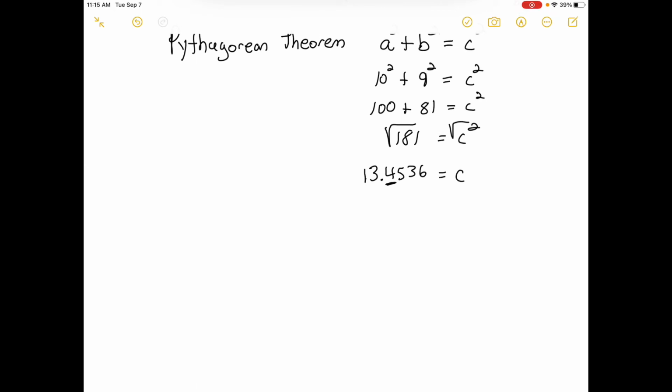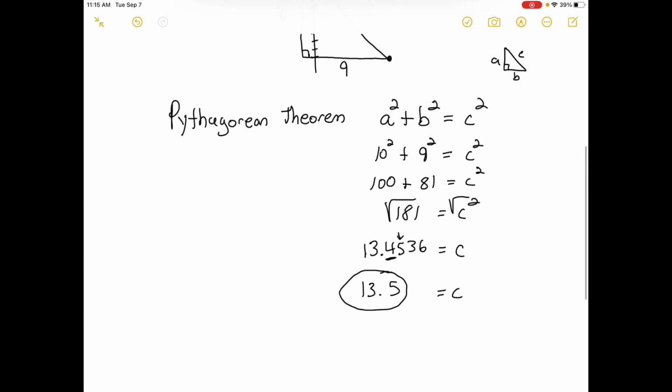Well, what we do is we look at this number. If this number right here is 5 or greater, I'm going to round that 4 up. If it's less than 5, I'm going to keep it a 4. And so since we're at 5 or greater, we're going to round that 4 up to a 5. So my nearest tenth is going to be 13.5.